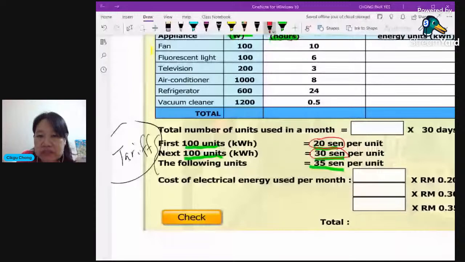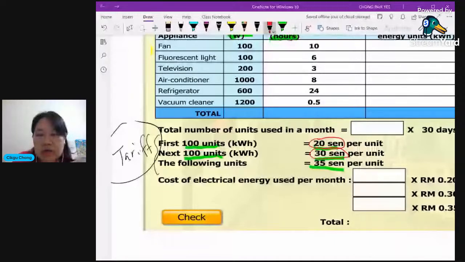So first of all, you need to calculate each one first. Let's say this is your entire house, the electrical energy used for your whole house. Fan, 100 power here, and hours here is 10 hours. So don't forget to convert into kilowatt. You got to fill up this one first. Okay, let's do it now. 100 times 0.1, all right, times 10. So you get 1 kilowatt hour. No need to put the K a bit up because up here already got the unit.